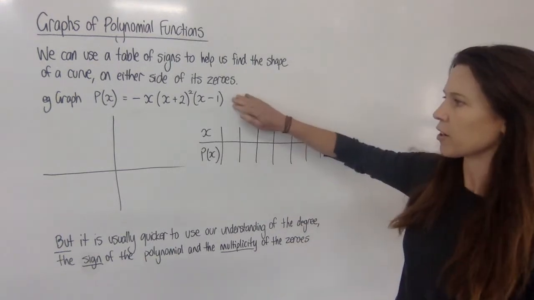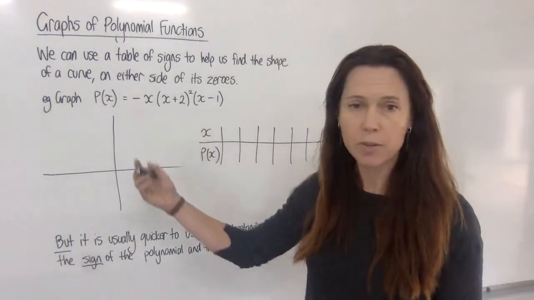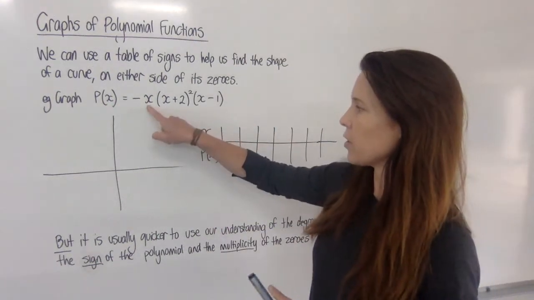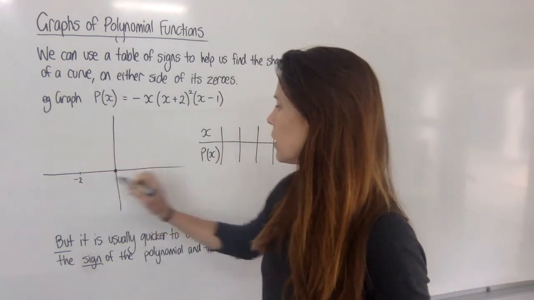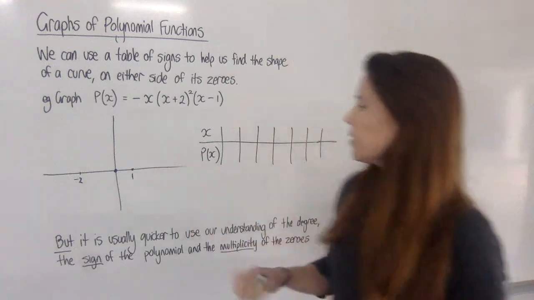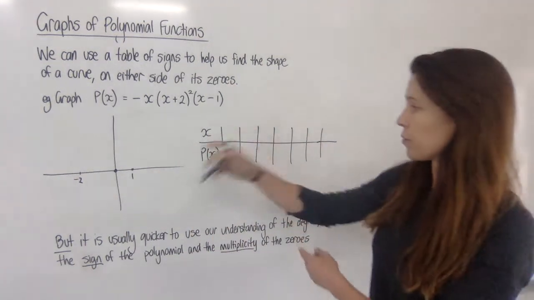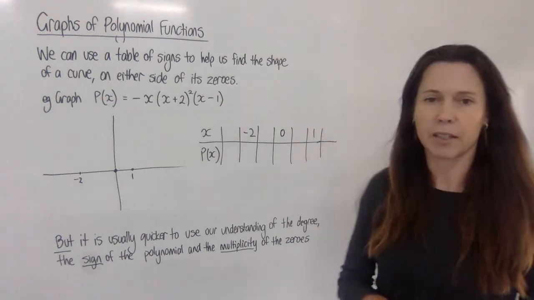So if you're looking at a curve and you're just identifying the zeros by saying let's let p of x equal 0, then one of these parts must have been 0, then we can see that we've got zeros at 0, -2, and 1. So putting them onto a table of signs in order from smallest to biggest and leaving a gap on either side of them, we get something like this.